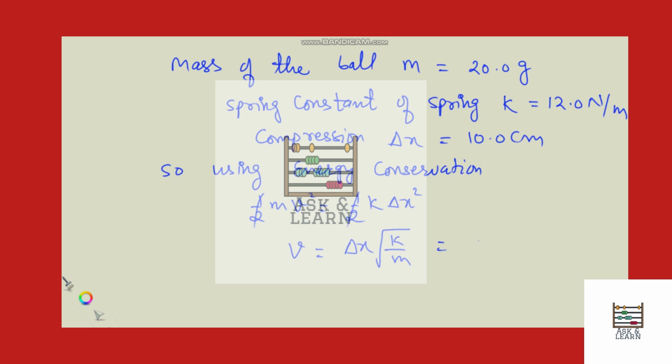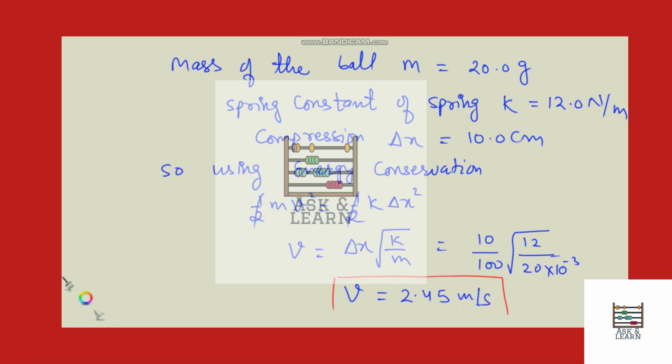Plugging in the known values: 10 centimeter for delta X, or 10 by 100 meter, multiplied by square root of K, which is 12, divided by mass 20 gram, or 20 into 10 to the power minus 3 kilogram. So this V is calculated to be equal to 2.45 meter per second. This is one of the answers for this given problem, when we are ignoring friction in the motion of the ball.